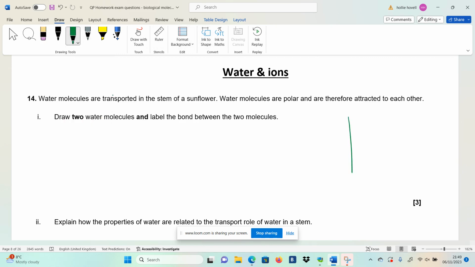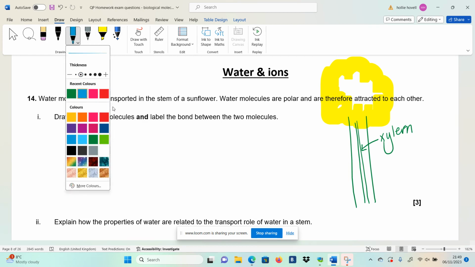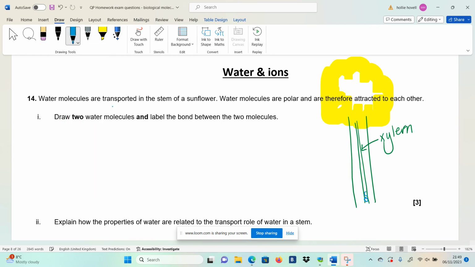So inside the stem of our sunflower, sunflower at the top here, looking beautiful. So inside the stem of the sunflower, we've got water molecules going up. Now, the little tubes in the stem that transport water molecules up are called the xylem. Okay, and the water molecules are going to be transported up the xylem. So these are our water molecules going up the xylem, up the stem.